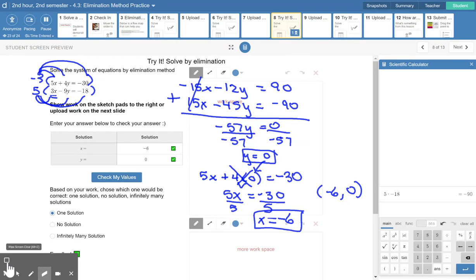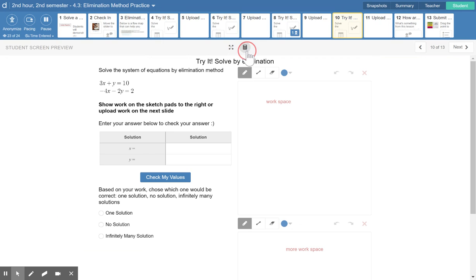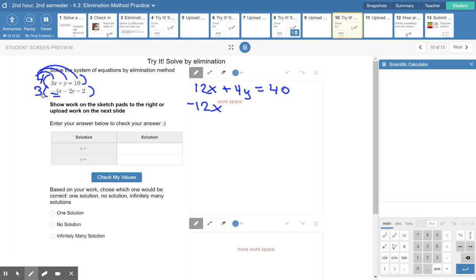Now lastly, slide number 10. Once again, we're going to multiply. Now this is a negative 4, so I'm going to rewrite the opposite as a positive 4. And then I'm going to drop down the 3. So 3 times 4x, or 4 times 3x is 12x. 4 times a positive y is a positive 4y, because 4 times 1 is 4. And then equals 40. Then we have negative 12x minus 6y equals 6.